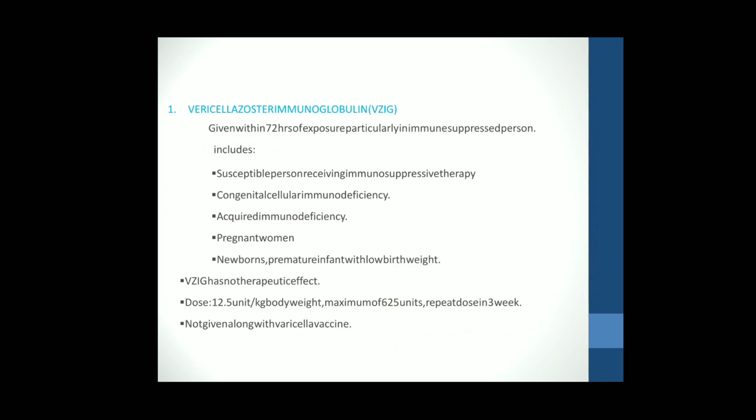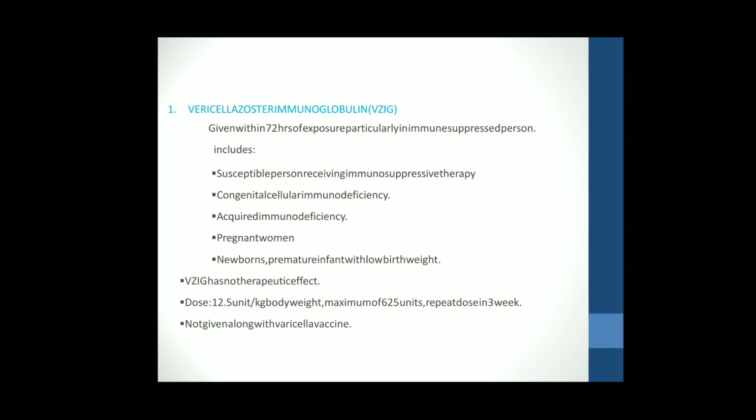Another measure for controlling varicella zoster virus is varicella zoster immunoglobulin. It is given within 72 hours of exposure, particularly in immunosuppressed persons, mainly those with a weak immune system. These include susceptible persons receiving immunosuppressive therapy, patients with congenital cellular immunodeficiency, acquired immunodeficiency patients, pregnant women, newborns, and premature infants with low birth weight. Varicella zoster immunoglobulin has no therapeutic effect.